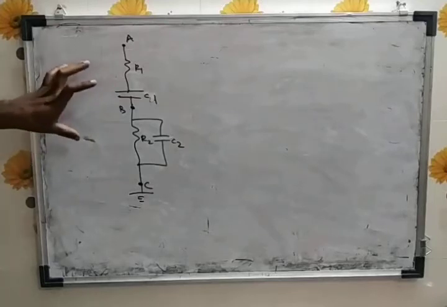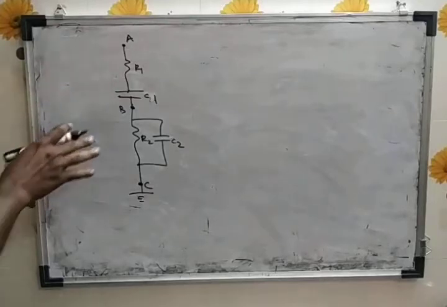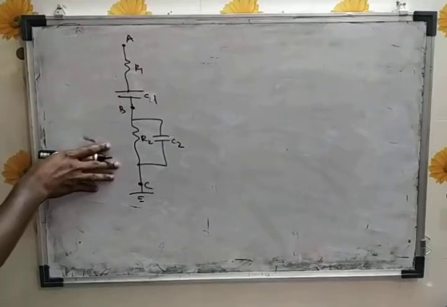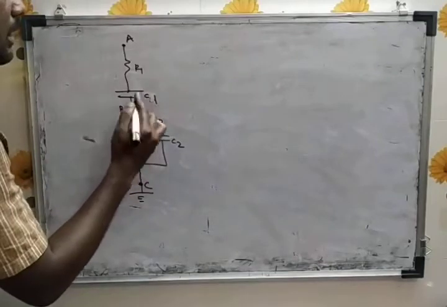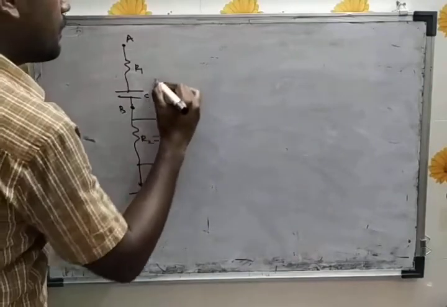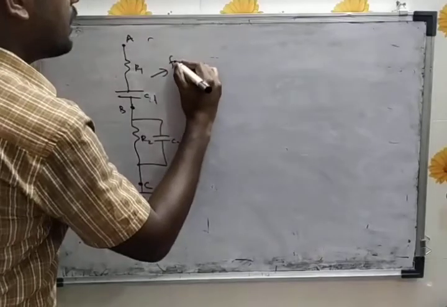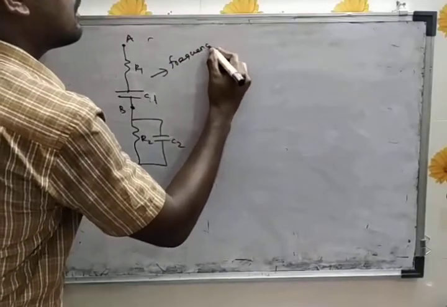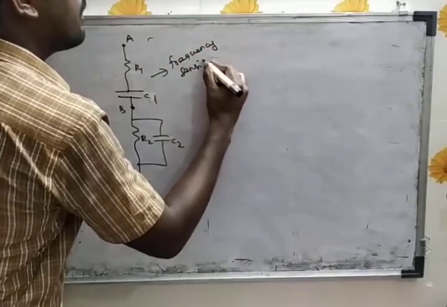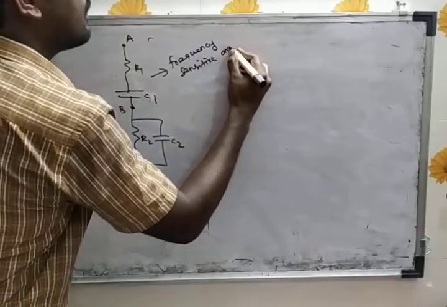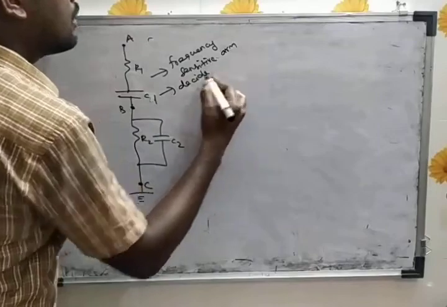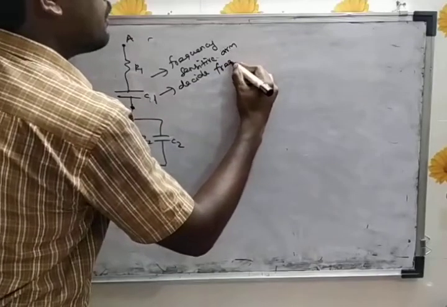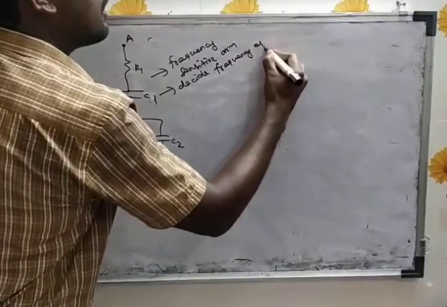This is because the components of these two arms decide the frequency of oscillation. So these two arms are called frequency sensitive arms. It decides the frequency of oscillation.